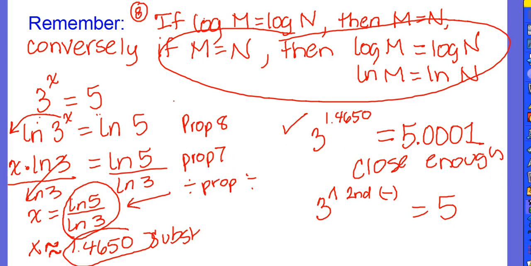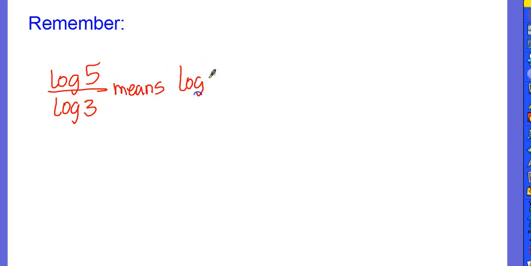I do want to mention one other thing before we go to the next problem. I'm going to erase this, and that's this: be careful. The log of 5 over the log of 3 is not the quotient of a log. It's the quotient of 2 logs. So it means the log of 5 divided by the log of 3.